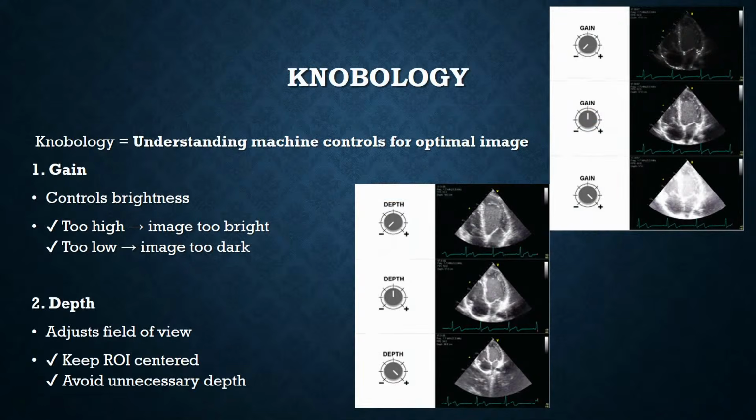Why is knobology important? Knobology is important to optimize the image. Knobology refers to the manipulation of the machine controls to achieve the best possible image that we could get.